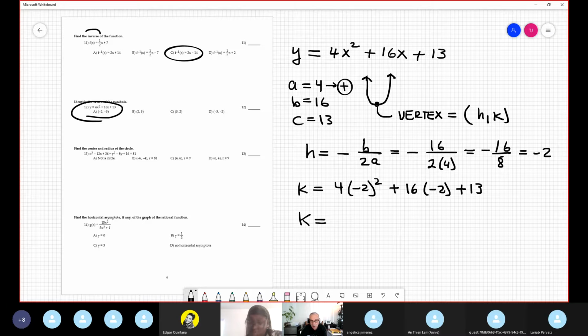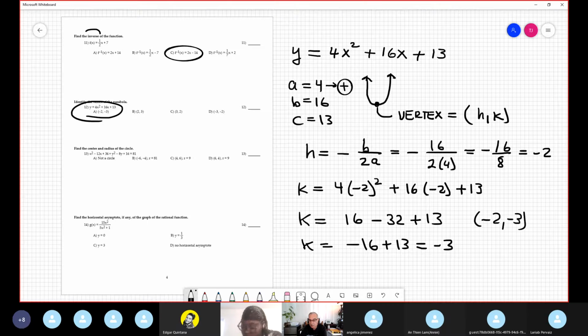The K is equal. This is negative 2 squared, 4, 4 times 4 is 16 positive. This is minus 32. Plus 13. Therefore, K is equal, now subtraction here is negative 16. Plus 13 is negative 3. It's exactly the same value that we got before. This is the vertex. The vertex is the point negative 2, comma, negative 3. Fantastic. Any question, guys?